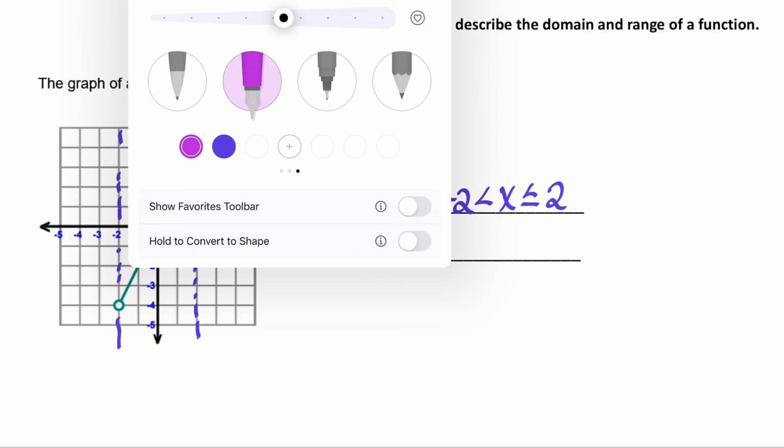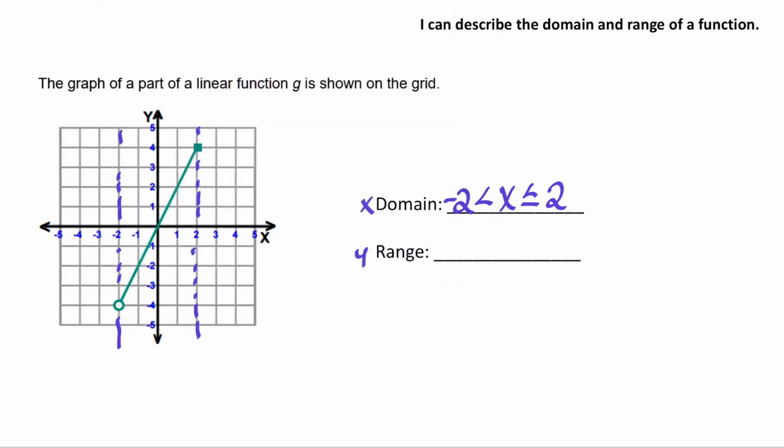Now let's talk about the range. Range is going to go from lowest to highest. So the lowest point is going to be right here at -4. It's not included, so I'm going to put a less than sign because I have an open circle there, and I'm going to write y. The highest value in the range is here at 4. That value is included, so I'm going to write a less than or equal to sign.